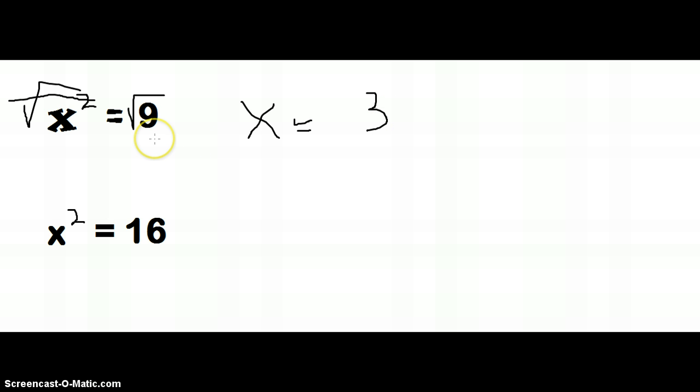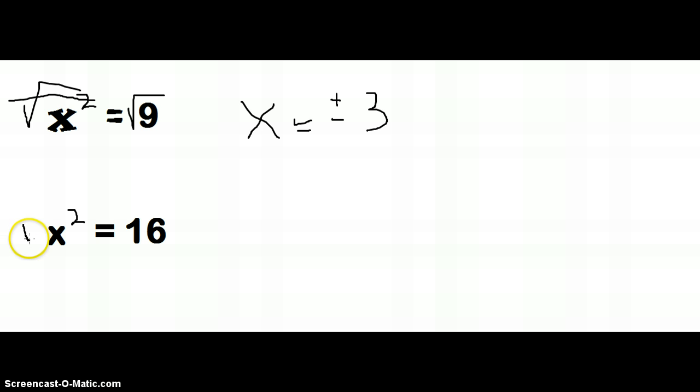Whenever you take the square root of a number, you have to write plus or minus 3. You have to write plus or minus because when you think about it, x could be positive 3 because positive 3 times positive 3 would give you 9, but x could also be negative 3 because negative 3 times negative 3 would give you 9.